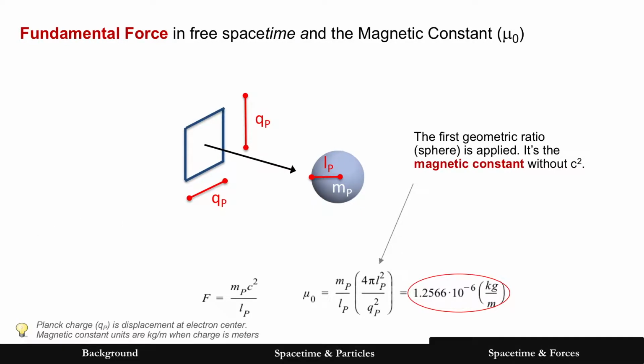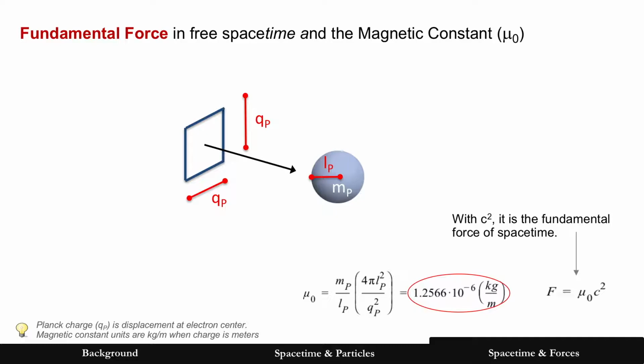But now let's begin applying these geometric ratios. As planar waves hit that sphere, all converge on that sphere, we're going to apply that ratio number 1 that was described earlier. All right, so Planck charge is the displacement at the electron. Now, when you apply that, you get the magnetic constant. You see they're circled in red. That's the actual value. That's without the c squared, so we put the c squared back in, and that's going to be a fundamental force. We're going to use that as the basic equation moving forward.